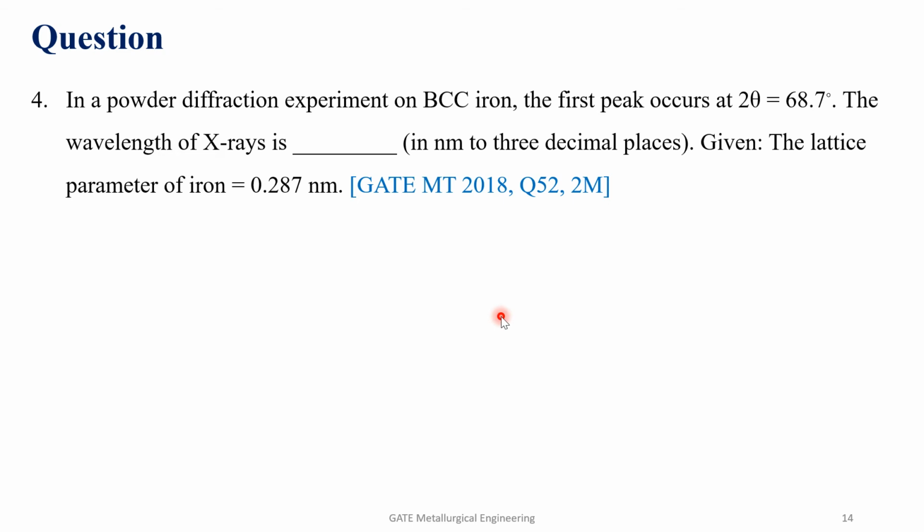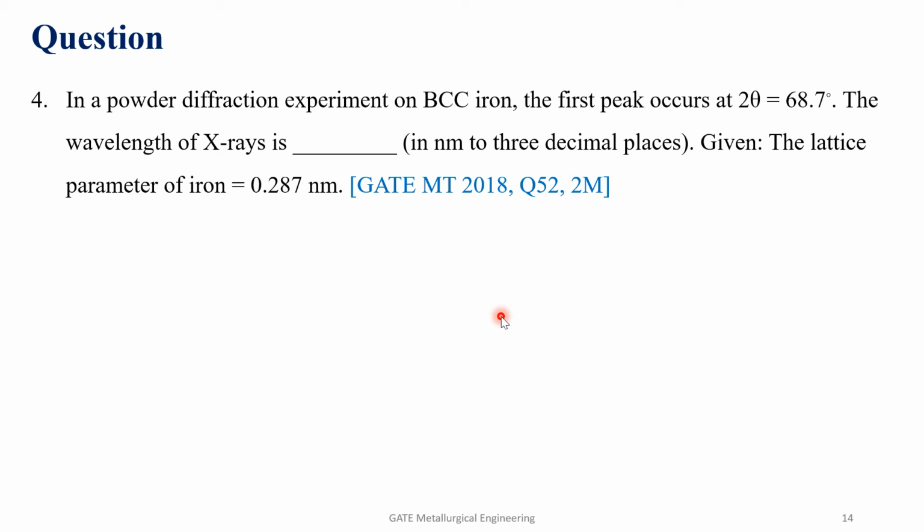In a powder diffraction experiment on BCC iron, the first peak occurs at 2 theta equal to 68.7. The wavelength of X-rays in nanometers up to 3 decimal places is dash, and the lattice parameter of iron is given here also. Some of you may have already conducted XRD experiments as part of your research, so you might know that whenever we give our sample for XRD, you will get a graph of intensity versus 2 theta. Based on the structure of our material, the points where these peaks occur will be at specific locations, not random locations. From these specific locations, we will be able to identify whether my material is BCC, FCC, or has so and so phase and so on.